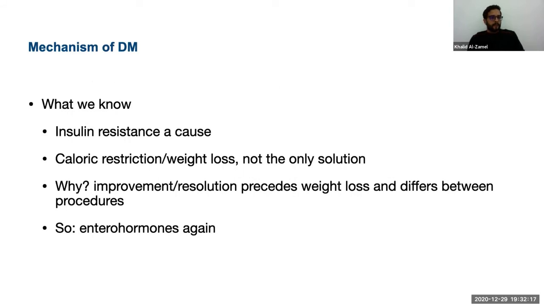So now moving forward towards the mechanism of diabetes resolution. What we know, of course, is that insulin resistance is a main cause. We also know that caloric restriction and weight loss are not the only solution. They play a big part, but are not the only solution. Why? Because improvement and resolution usually precede weight loss. So the improvement in glycemic control is faster than the weight loss seen in bariatric surgery, which leads us to the conclusion that there is more to glycemic control than weight loss.